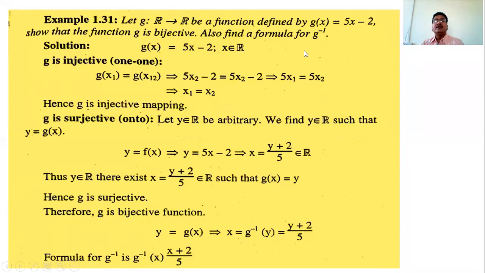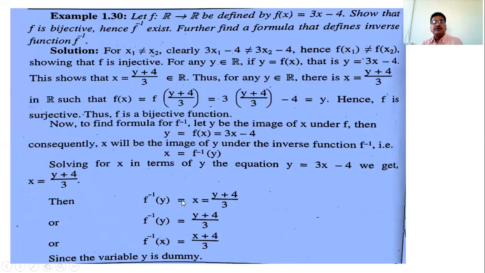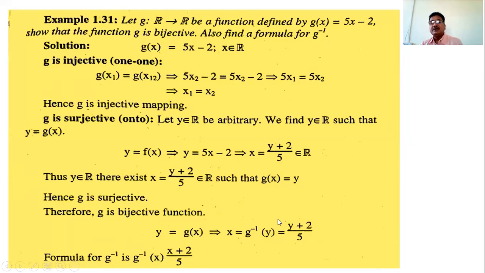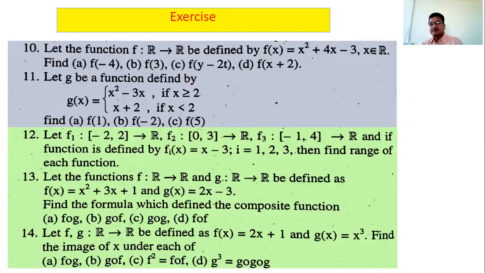Similar example here: find the formula for g inverse. So g inverse is what? g inverse y is equal to x. Here the notation is g. Therefore, take g inverse y is equal to x. And what is x? x is this, (y plus 2) by 5. So g inverse y is (y plus 2) by 5. Or, writing x instead of y as the dummy notation, g inverse x is equal to (x plus 2) by 5. This is the formula that defines g inverse.